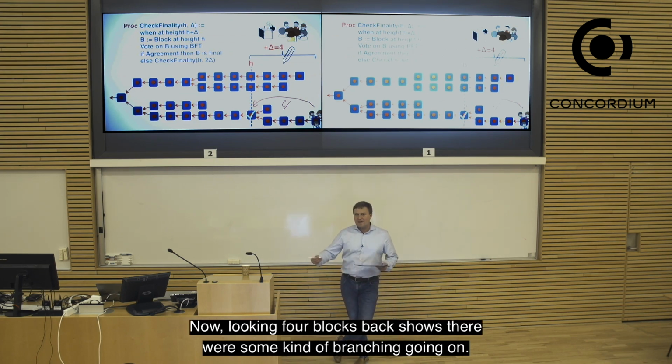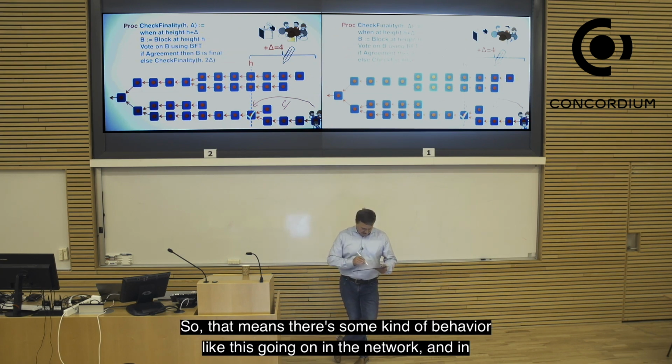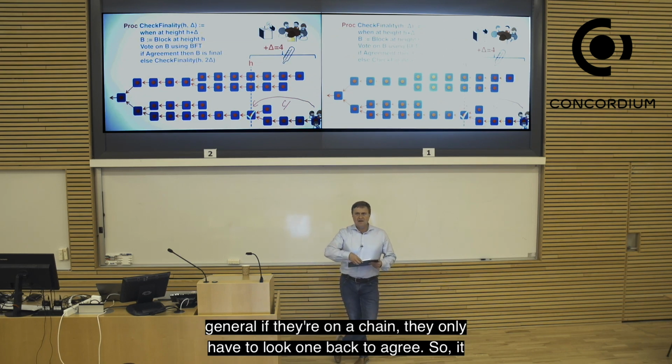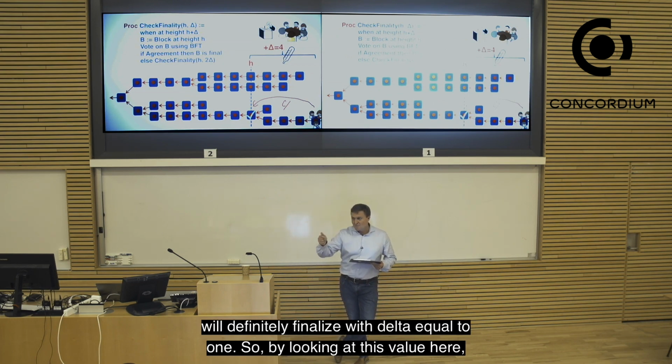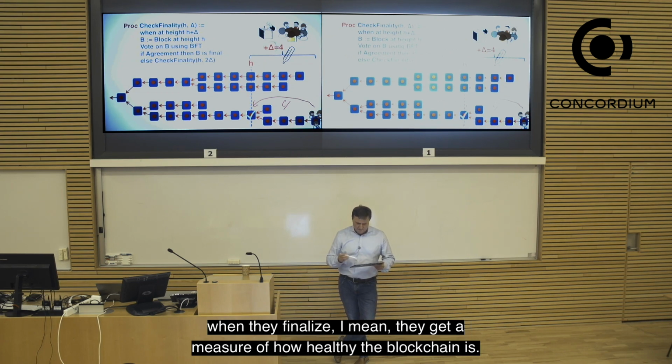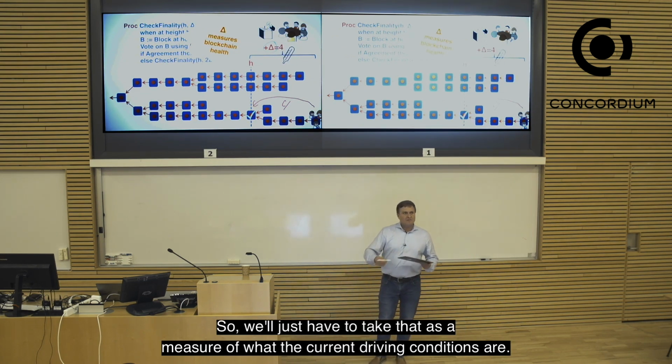Now looking back shows there was some kind of branching going on. So that means there's some kind of behavior like this going on in the network. And in general, if they're on a chain, they only have to look 1 back to agree. So it will definitely finalize with delta equal 1. So by looking at this value here, when they finalized, they get a measure of how healthy the blockchain is. So we'll just have to take that as a measure of what are the current driving conditions.